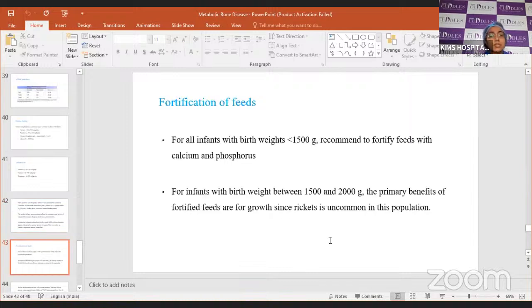Next important aspect in management is fortification of the feeds. For all infants with birth weight less than 1500 grams, we recommend fortification to improve the calcium and phosphorus intake. For babies between 1500 to 2000 also, we'll add fortification, but primarily it is for the growth aspect.